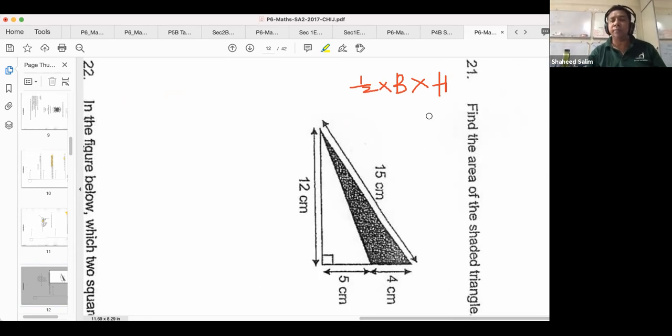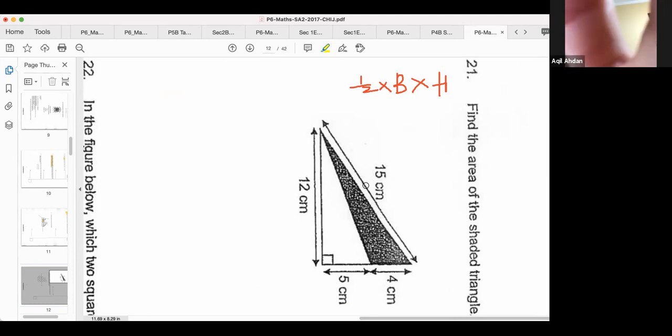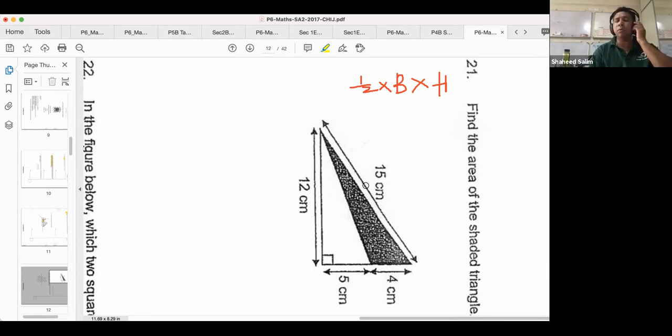Akil, what's your base? Not your base. What's the base of this one? Your base is your 8. Is it 180 divided by 2? 180. How come you get 180? It's 12. Okay, one by one.